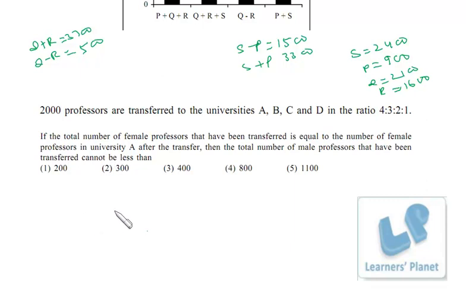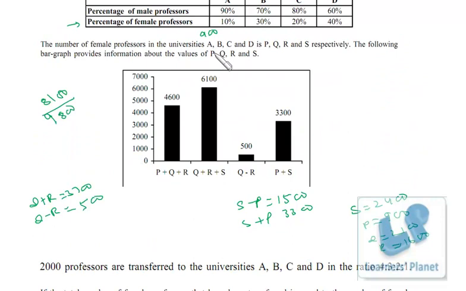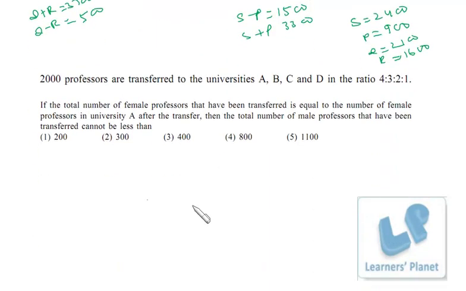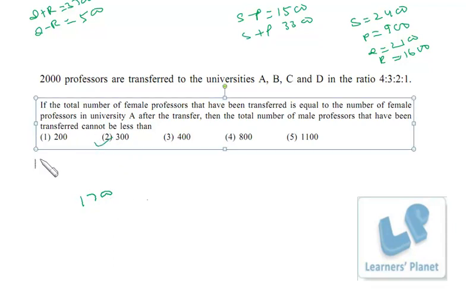See, the total transfer in University A is 800, that we have already calculated, right? Initially the female professors were 900, so at max 900 plus 800, that is 1700 female professors will be there after transfer in University A, right? So the total number is actually 2000 and total female at max is 1700, so the total number of males cannot be less than 300. Okay, so that was pretty simple. I hope you are clear.